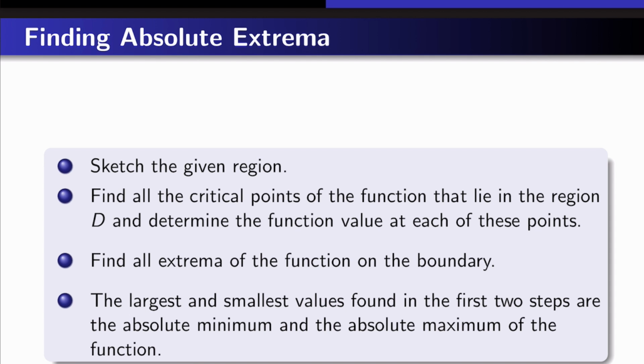in the given region, we use the following steps. Step 1, we sketch the given region. Step 2, we find all the critical points of the function in the region. Then we determine the function value. Step 3 is we find all the extreme values on the boundary of the given region. Then the last step is to compare the function values from step 2 and step 3. Then we pick the maximum and the minimum of those function values and the points at which those function values occurred.